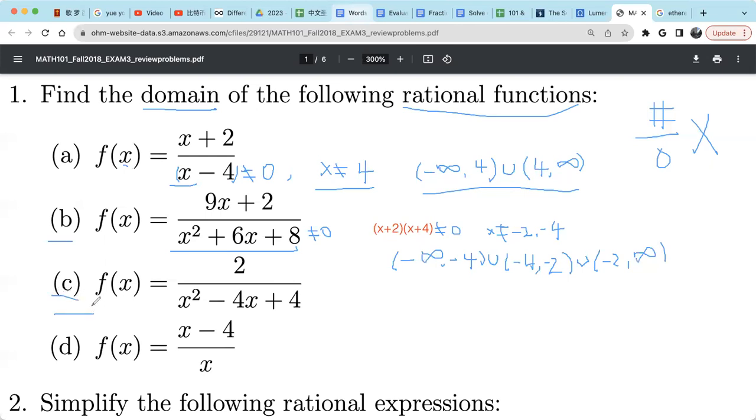So similarly for C, we want to factor the denominator when we see it cannot be zero. So we factor as x minus 2 squared. This is a perfect square form, which means x minus 2 times x minus 2. It cannot be zero, which means x is not equal to 2. We use the interval notation again: from negative infinity up to 2, union from 2 up to positive infinity.